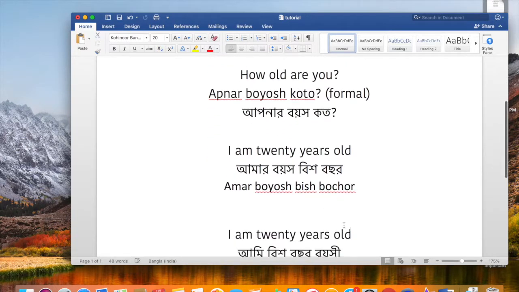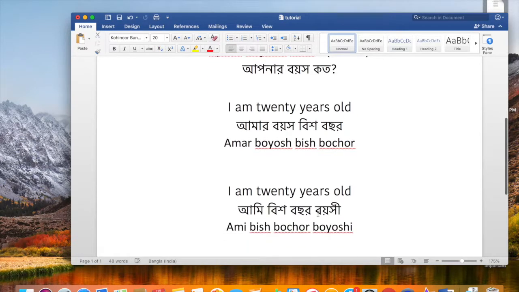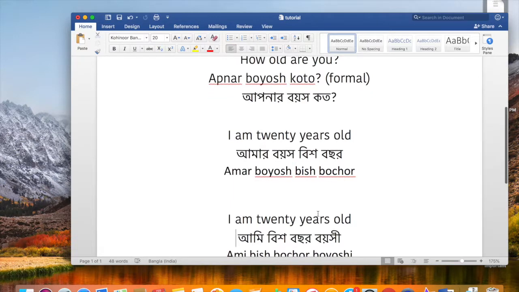You can also use Ami 20 বছর বয়সী, but that's not commonly used. Just letting you know. But you can use both of them, even though this is not used that commonly. It doesn't matter. Use it. People are gonna be like, "Ooh, you can say that too."